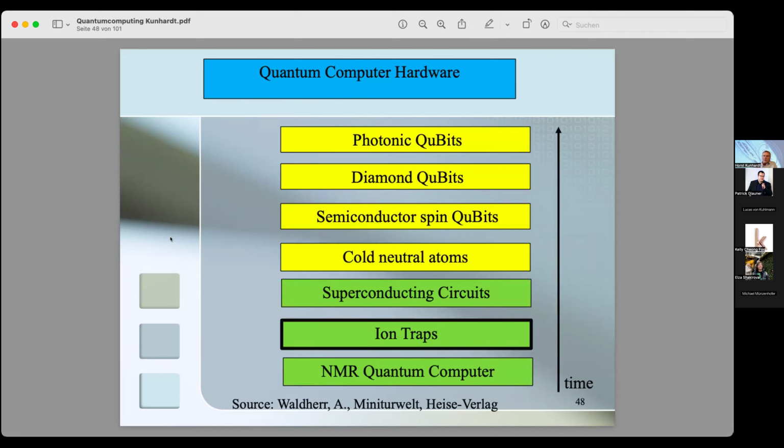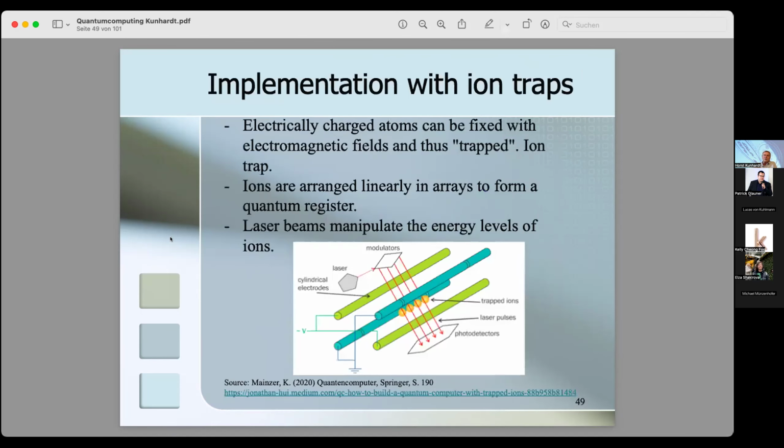The next is ion traps. So in the time level, ion traps were developed in the 90s, especially Anton Zeilinger was one of the scientists working a lot on this field of ion traps. So what is an ion? It is an electrically charged atom that can be fixed in an electromagnetic field and can be trapped in that field. Therefore, it is called an ion trap.